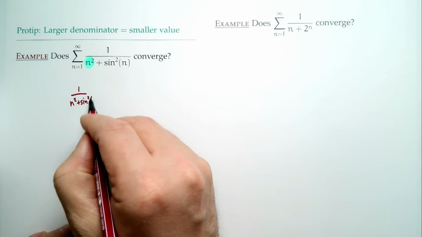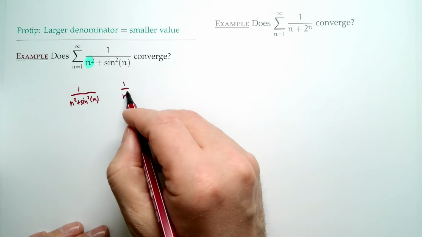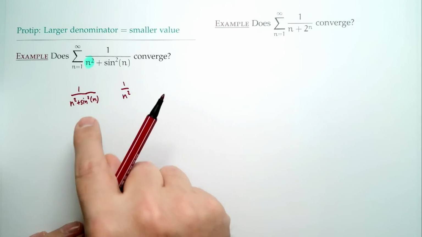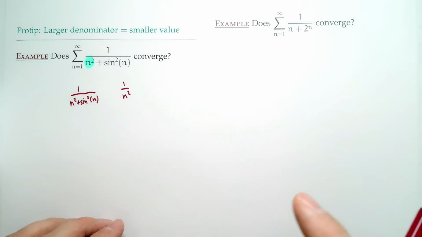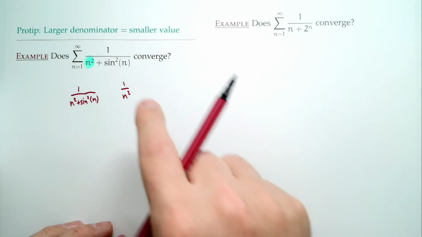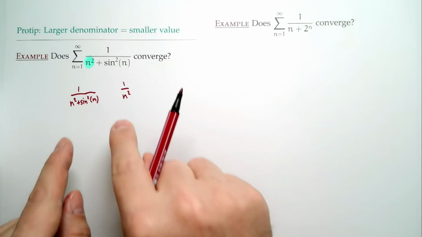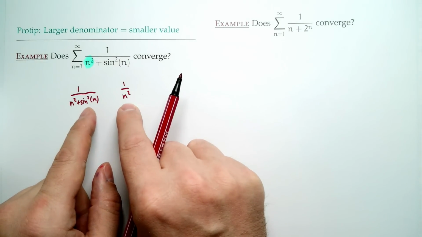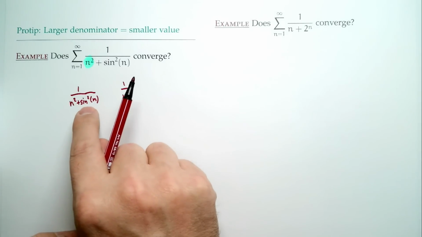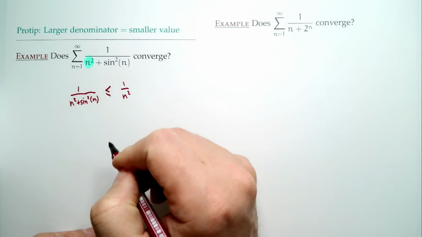So 1 over n squared plus sine squared of n, and 1 over n squared. Now, which one is bigger? It's maybe not so obvious, right? So that's why there's that tip. Which one has a larger denominator? Well, they both have the n squared, but this has plus a little bit something bigger. So that's the larger denominator, so that's the smaller value.